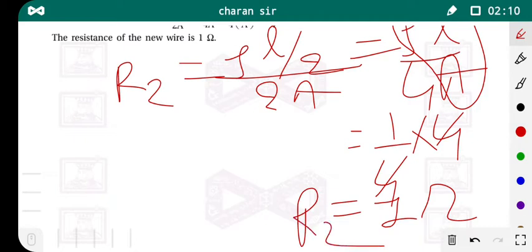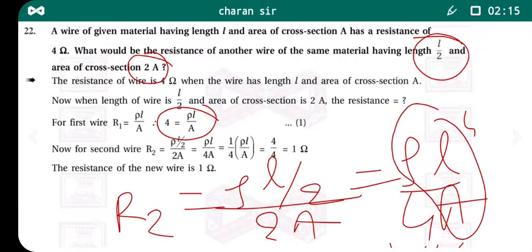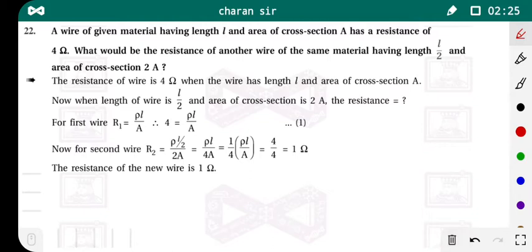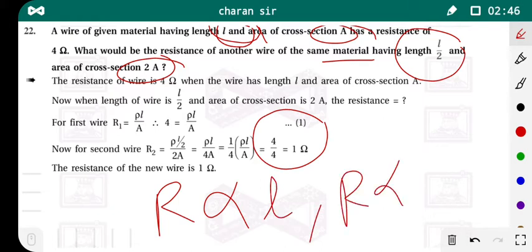So the resistance of the second wire, which is made up of the same material but the length is half compared to that of the first one and the cross section area is double, is 1 ohm. From this example we conclude that when we take two wires made from the same material, and the length of the first wire is L, and we decrease this length to half and the cross section area is double, then resistance will decrease, because we know that the resistance is directly proportional to L and inversely proportional to cross sectional area.